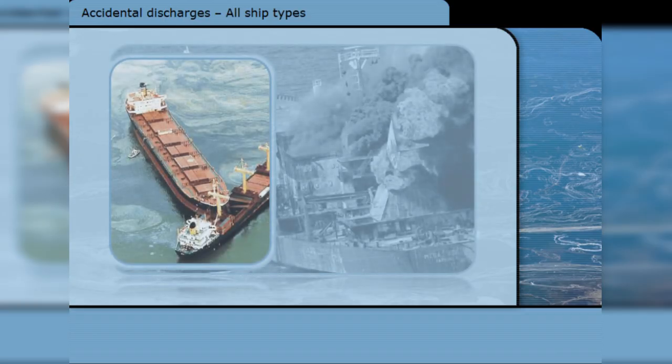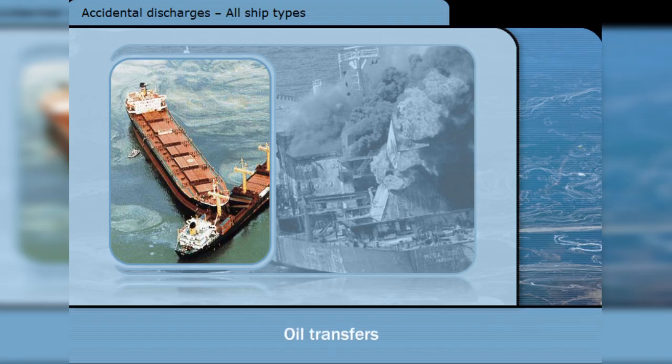We all know that accidents can happen, and Annex 1 tries to prepare for accidental discharges of oil from a ship. These include accidental discharges during oil transfer operations, following equipment failures, following collision or grounding. Let us now look at how Annex 1 tries to deal with these in more detail.